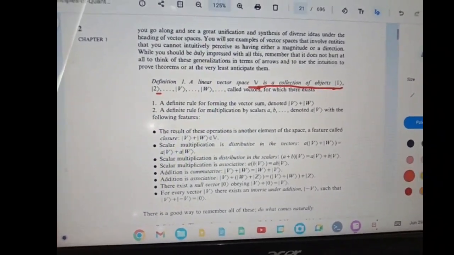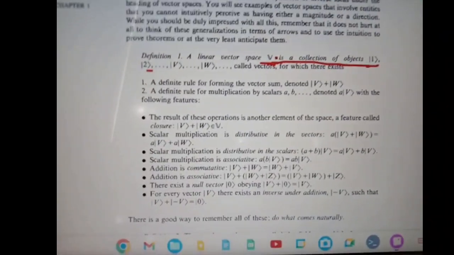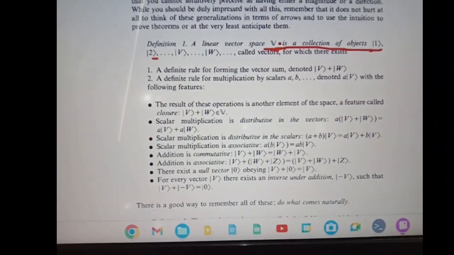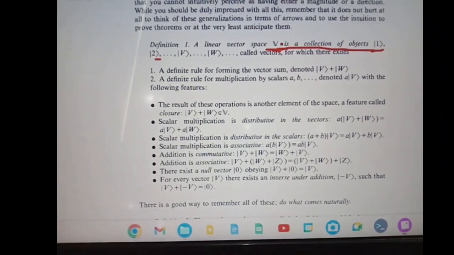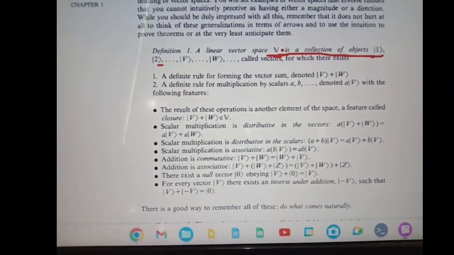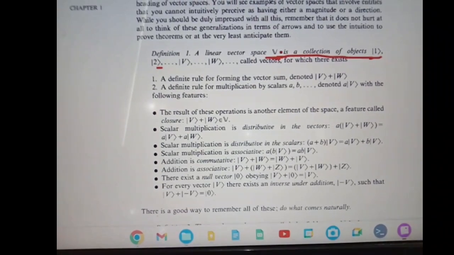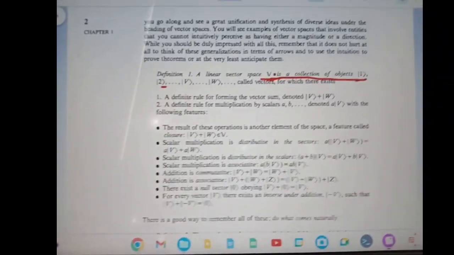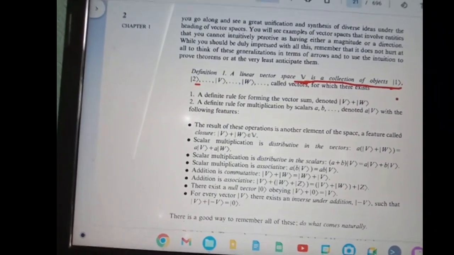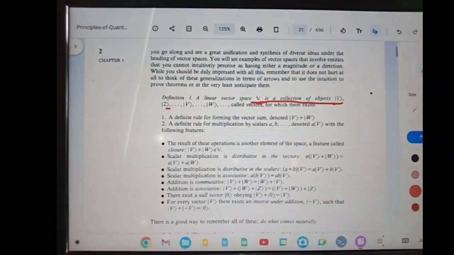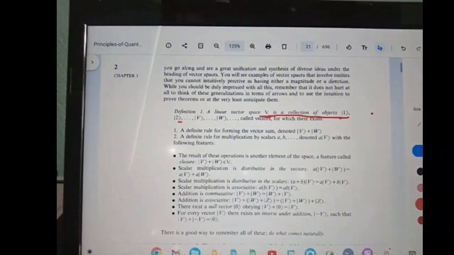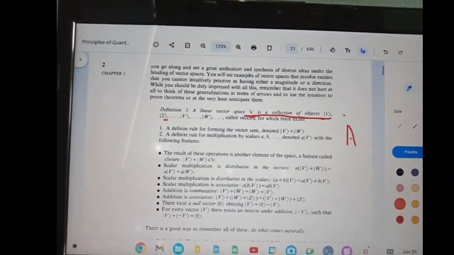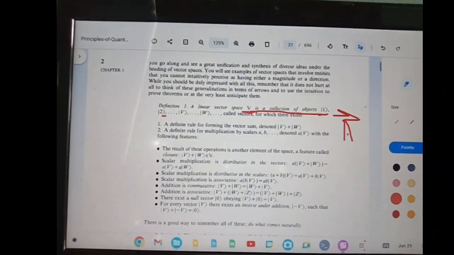So far we have understood that a linear vector space is a collection of objects, and the objects are nothing but the vectors. Now here is an important thing. In mathematical physics we write a vector, let's say a vector A, by an arrow.